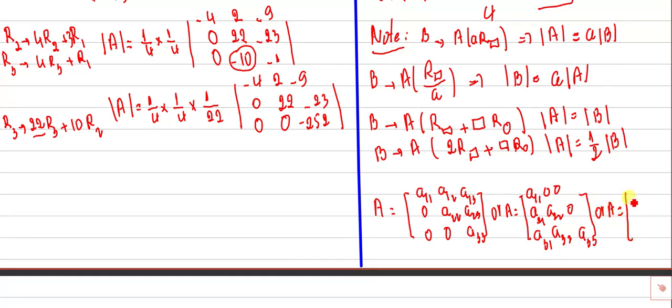Or matrix A is equal to A11, 0, 0, 0, A22, 0, 0, 0, A33. So the determinant of A is equal to A11, A22 and A33. This is the determinant of a diagonal matrix and the determinant of a triangular matrix.